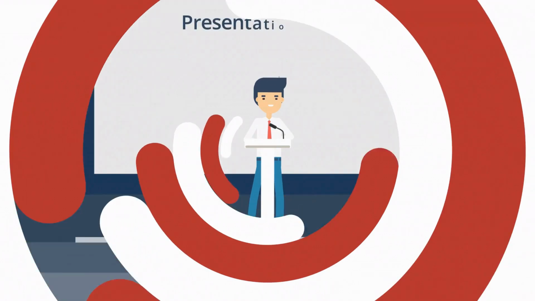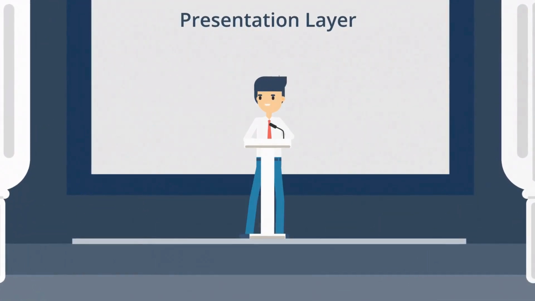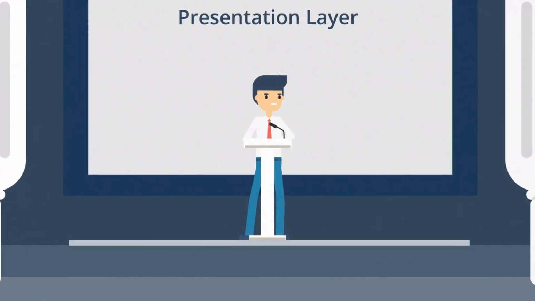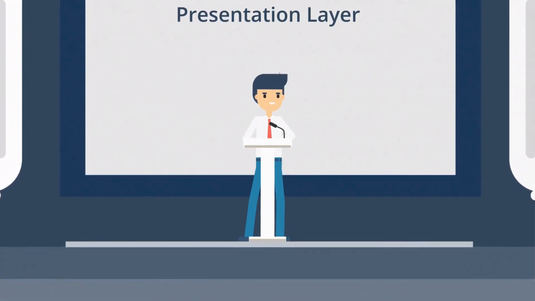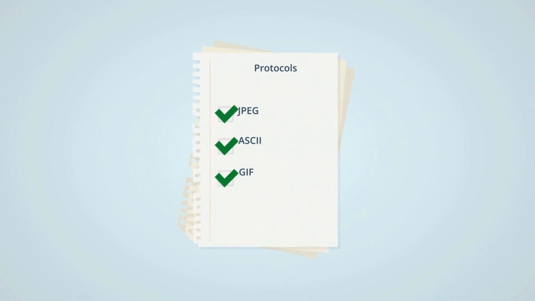Next, we have Layer 6, the presentation layer. This layer formats the data so it looks pretty when you get it. Imagine it's the sprinkles on your cake. Protocols like JPEG, ASCII, and GIF live here, ensuring your pictures aren't just blobs of pixels, but actual masterpieces.